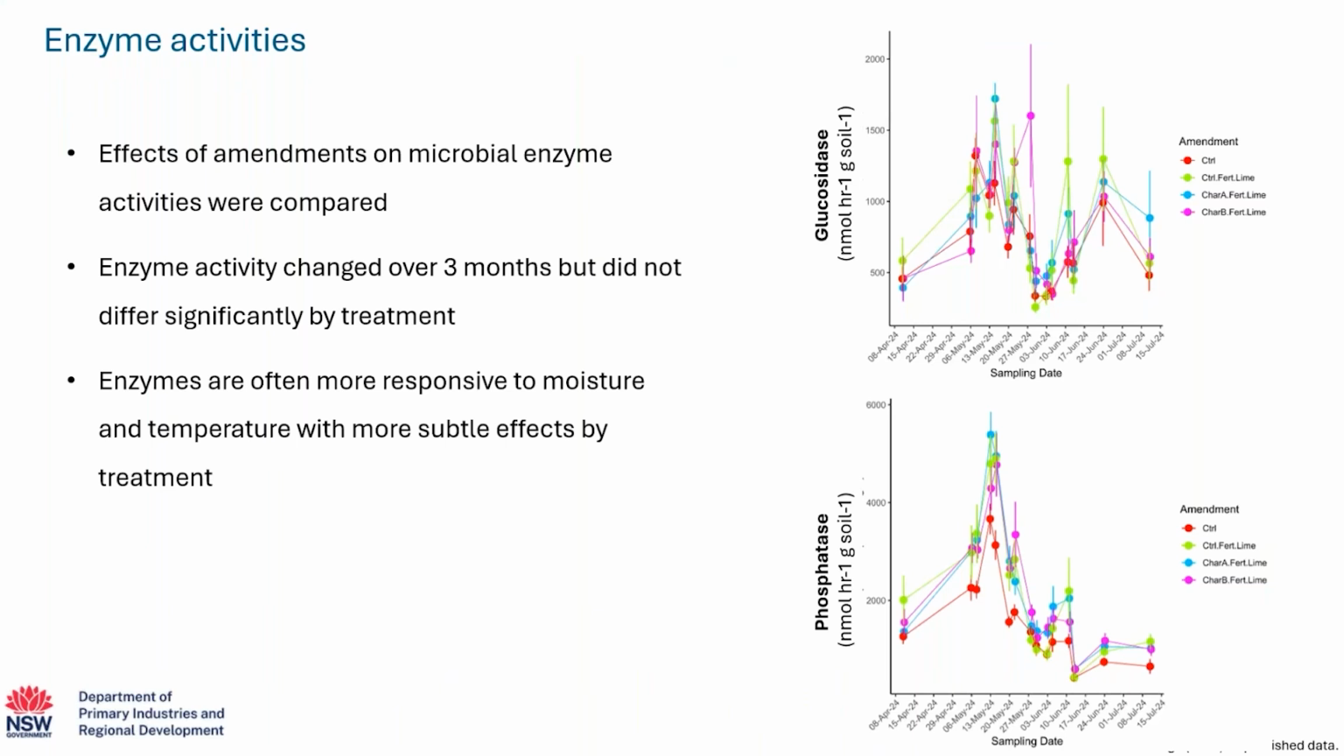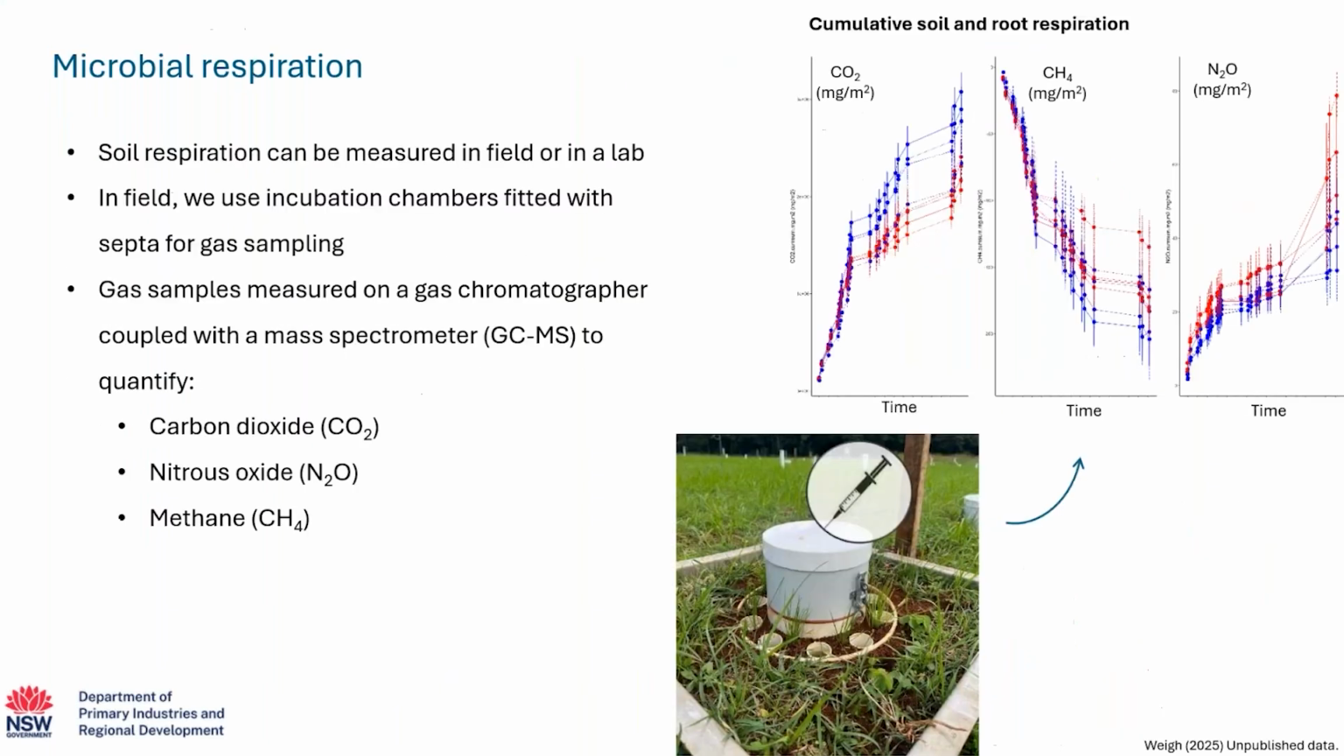Because of this high temporal variability, enzyme assays may not be the most reliable biological indicator for management decisions, but they could be paired with more stable indicators like soil protein, which we'll touch on later, or carbon fractions. Microbial respiration is another measure of soil biological activity, specifically mineralization. A key soil function is how much carbon microbes store as biomass versus how much is lost as carbon dioxide.